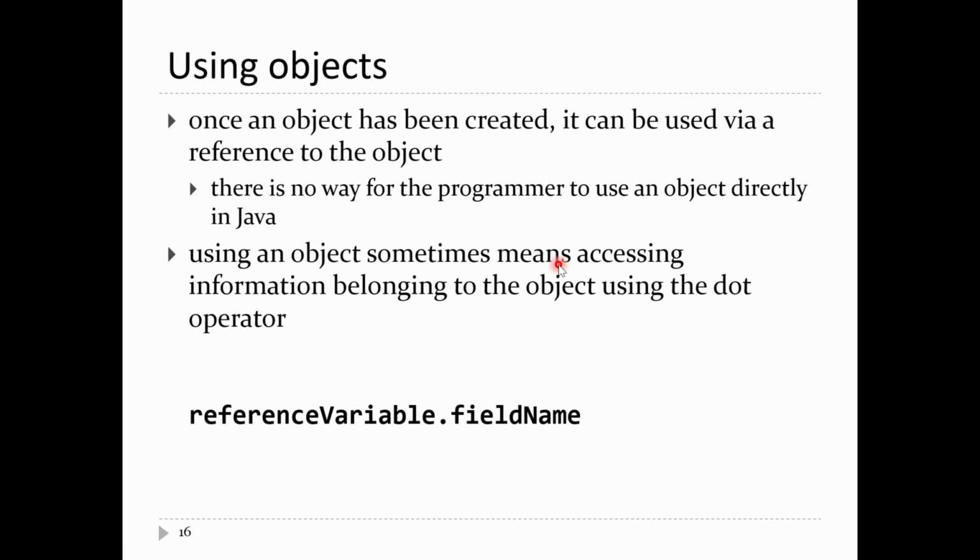Sometimes instead of calling a method, you're going to access one of the pieces of data that the object has directly. And for that, you write dot and then the name of the variable that you want to access. We'll look at examples of both of these shortly.